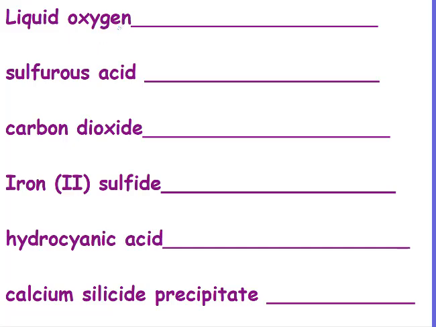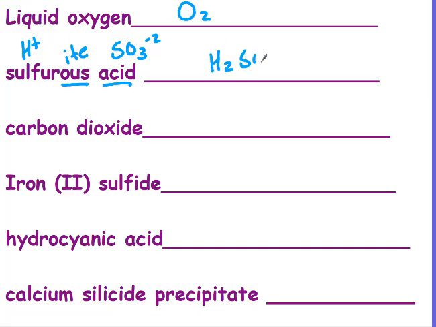So liquid oxygen is oxygen, and oxygen's diatomic, so you should have put O2. Sulfurous acid ends in -ous, so that came from -ite. So sulfite is SO3 2-, and it's an acid, so that should be H+. So we get H2SO3.